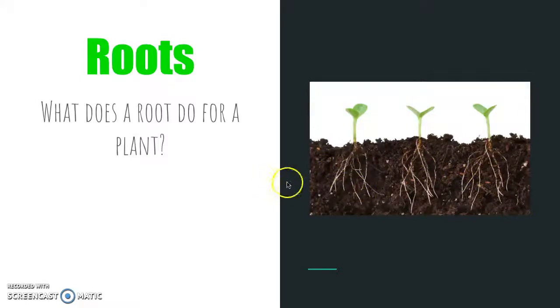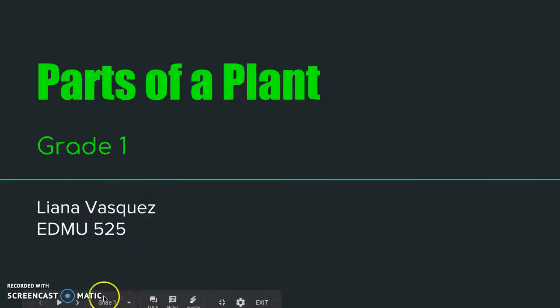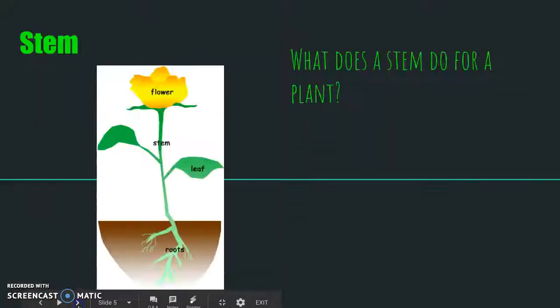The next part is the, oops, let's go back. Sorry about that. The stem. What does a stem do for the plant? If you look at this picture here, you have it all labeled, but the stem part is what carries the water from the roots to the other parts of the plant. So whatever water gets picked up from the roots goes up into the stem and carries it to the flower and to the leaf.